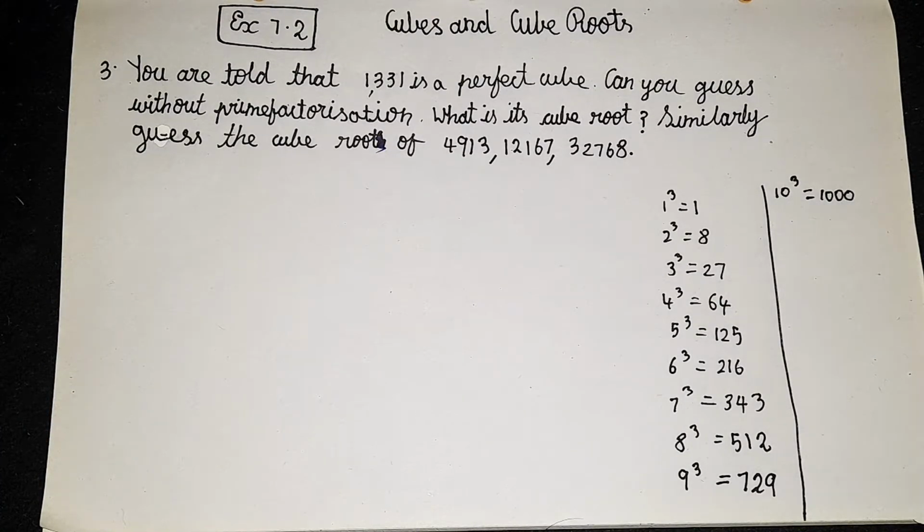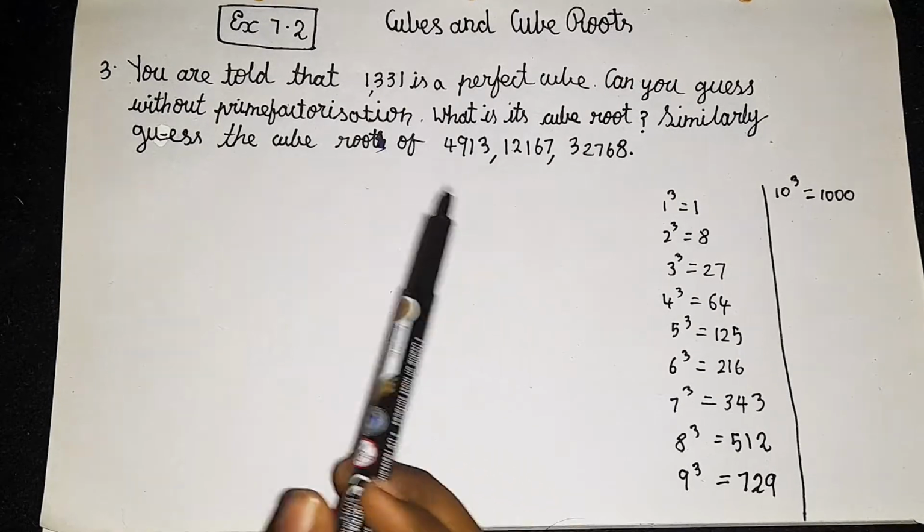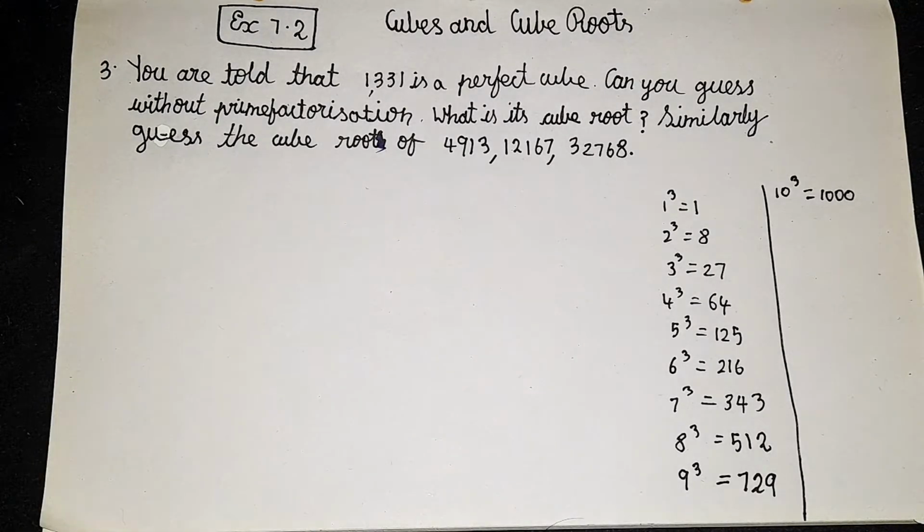So first of all, let me explain what the question is about. In this, we should find the cube root of all these 4 numbers without prime factorization. In the previous questions, we found the cube root using prime factorization. But in this, we are not going to use the prime factorization method. Let's see which method we are using.